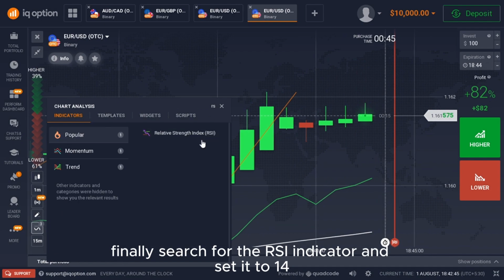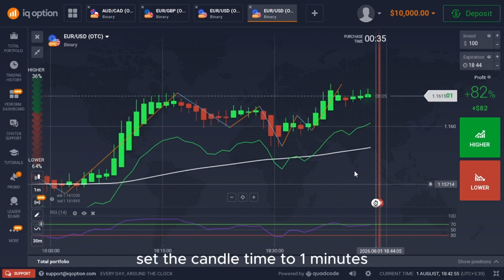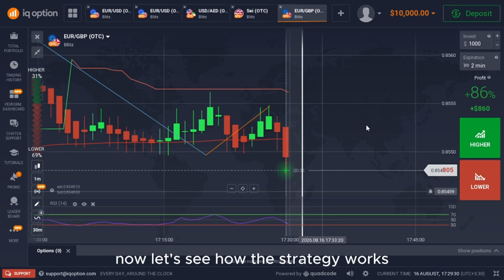Finally, search for the RSI indicator and set it to 14. Set the candle time to 1 minute. Now, let's see how the strategy works.